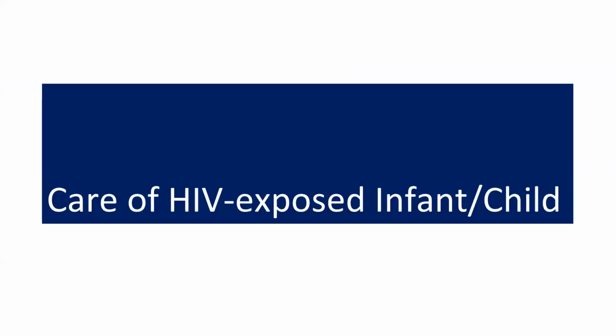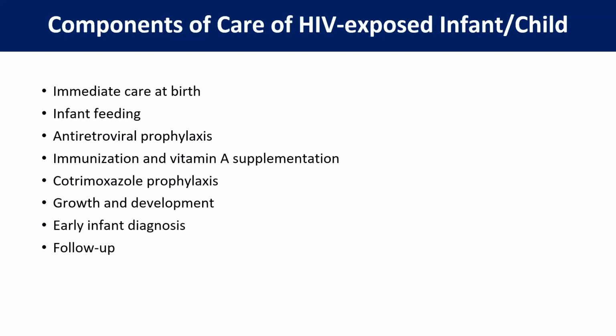Now we have defined what is an HIV exposed infant. We have also discussed their vulnerability to various childhood diseases. So let's see how to care for these HIV exposed infants. There are various components of care of these HIV exposed infants. One is immediate care at birth, then infant feeding, ARV prophylaxis, immunization, vitamin A supplementation, co-trimoxazole prophylaxis, growth and development assessment, early infant diagnosis, and follow-up.